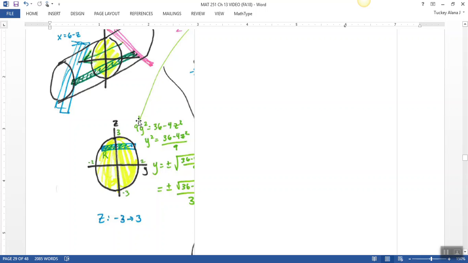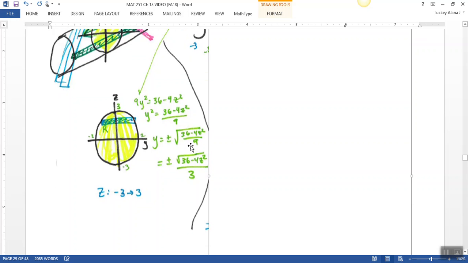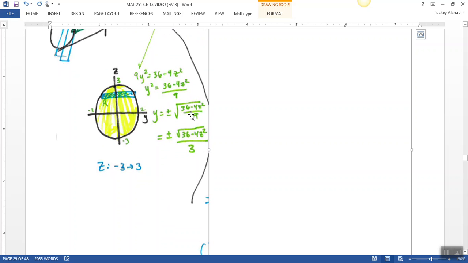You'll get 9y squared equals 36 minus 4z squared. That means y squared is (36 minus 4z squared) all over 9. Then you take the square root of both sides, plus or minus, and you get y equals plus or minus the square root of (36 minus 4z squared) all over 3. And you're thinking, why would I want to do that? Well, because you need limits of integration. So you need limits, and you need to figure out which direction you're going to go.